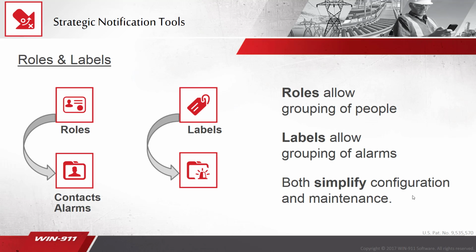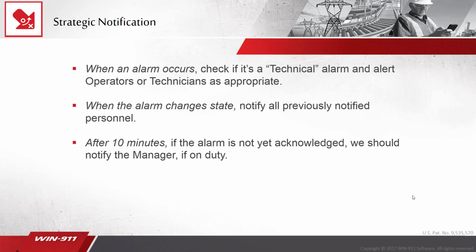Okay, we talked about this last time. Your roles are for grouping of people. Your labels allow grouping of alarms. Both should help to simplify configuration and maintenance. And then we're going to come back to this as well. But again, more things you can do. You can check if it's a technical alarm, if the alarm has a technical label, and then alert the technicians if so, or operators if not. If any alarm state changes, you are able to notify all previously notified personnel, and then you can put timers on things as well.